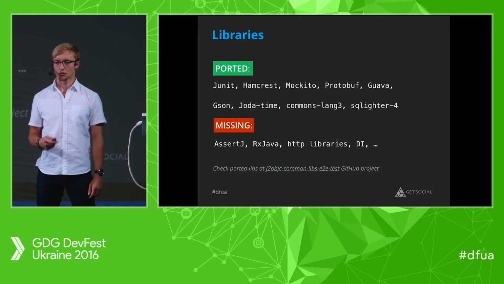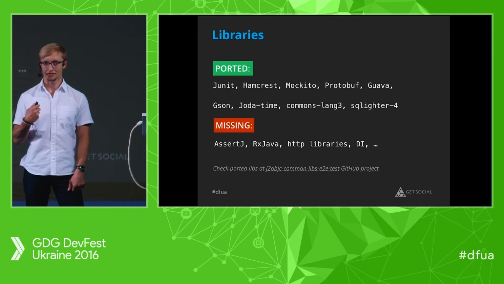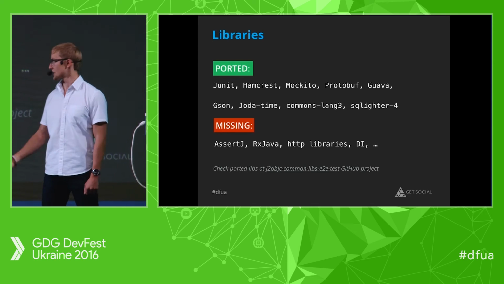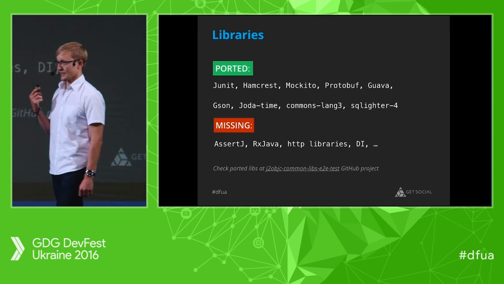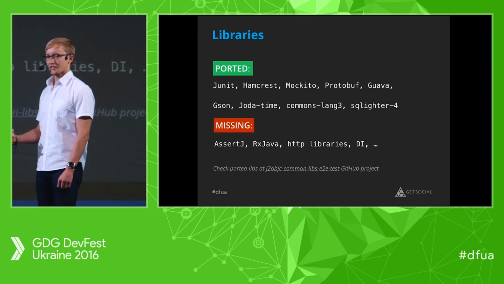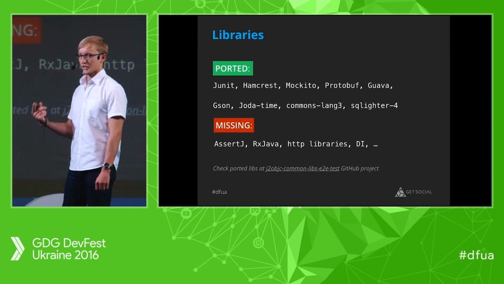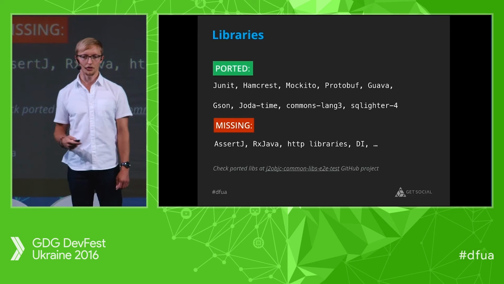You can check the list of all ported and supported libraries by J2ObjC in this GitHub repo. They have continuous integration set up that checks the compatibility of all new versions of the libraries on Travis CI.